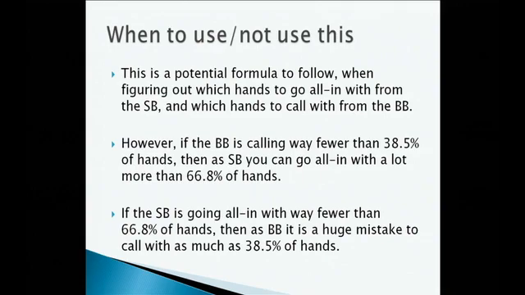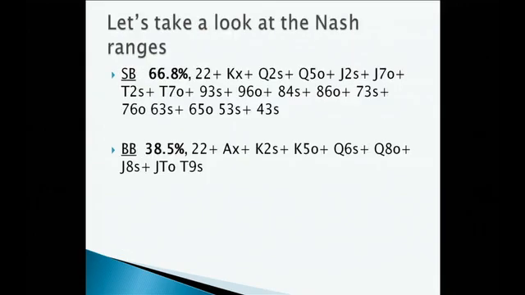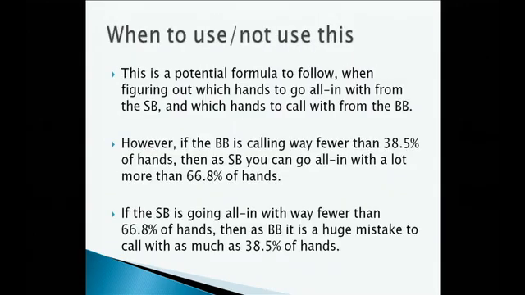And so, yeah, but I mean, you don't have to do exactly this. I'm not saying everyone should do exactly this, right? If you think you're smarter than your opponent and you have a good model of your opponent, like if you think the big blind is calling way fewer than 38.5% of hands, then you can go in with a lot more than 66.8% of hands. Just make sure if you do decide to try to exploit your opponent, you do the exploitation in the right direction. Like if they're calling too little, then you need to shove a lot.